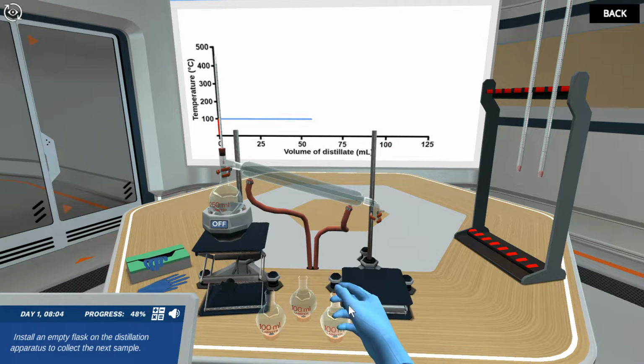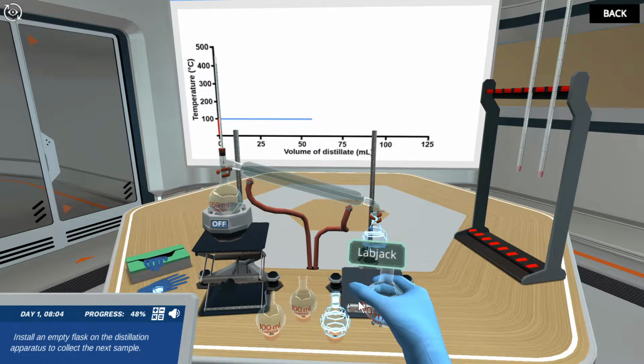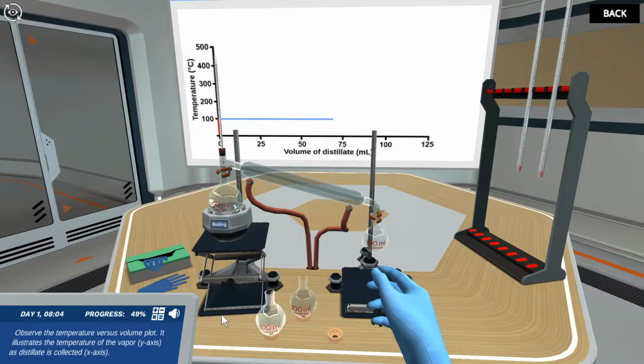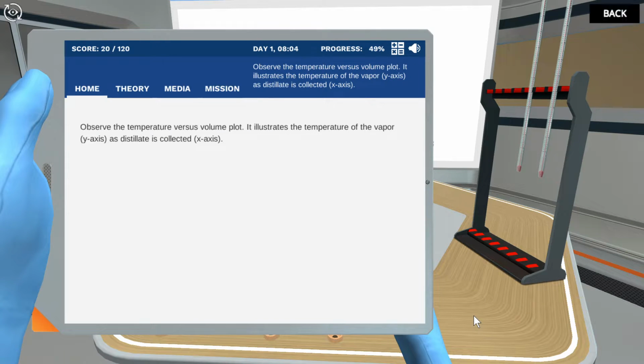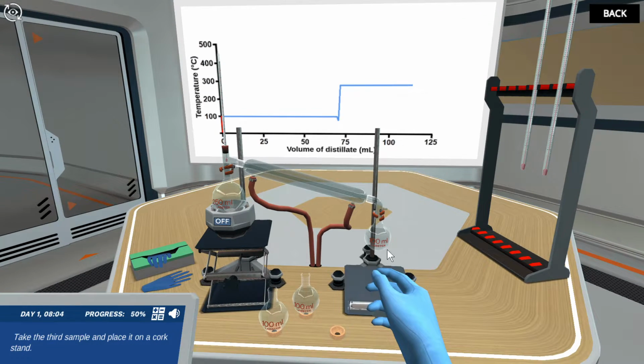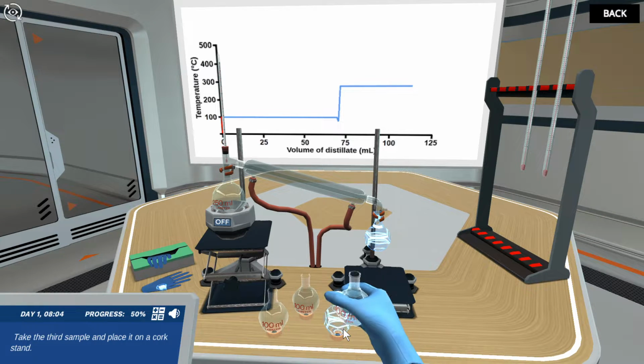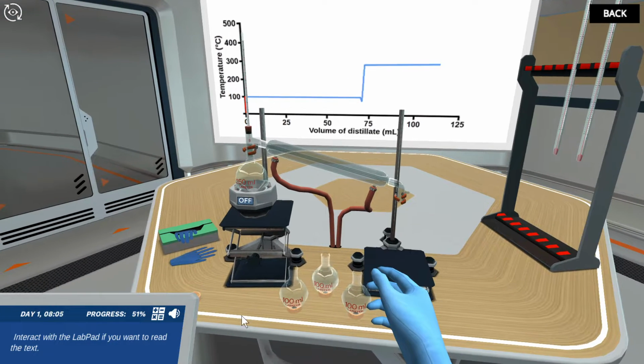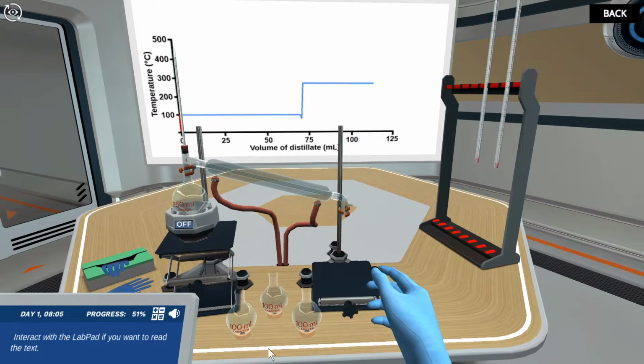Install an empty flask on the distillation apparatus to collect the next sample. Observe the temperature versus volume plot. It illustrates the temperature of the vapor as distillate is collected. Take the third sample and place it on a cork stand. Congratulations! You have completed the simple distillation of the water glycerol solution.